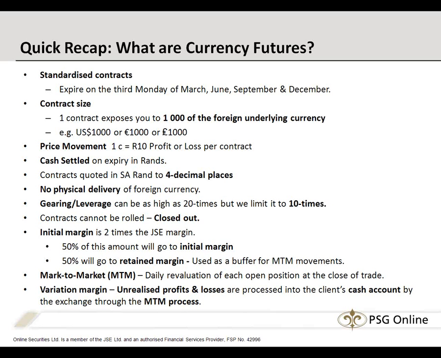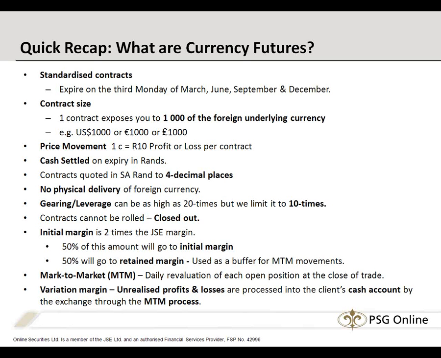We're trading euros, you're trading 1,000 euros. We're trading pounds, 1,000 pounds. Okay. So obviously multiply that by the current exchange rate, the rand rate, and you can see what your exposure is. Okay. So the price movement, 1 cent equals 10 rand profit, or loss if it moves against you.